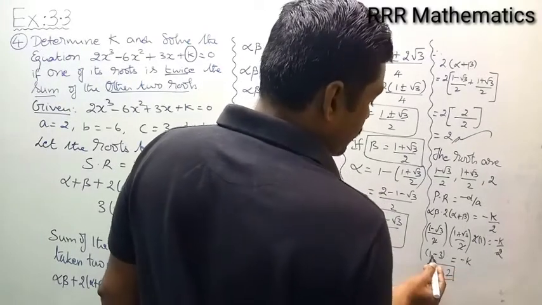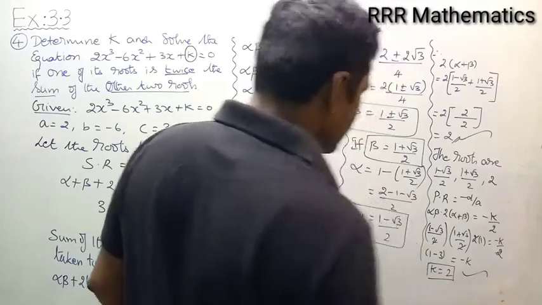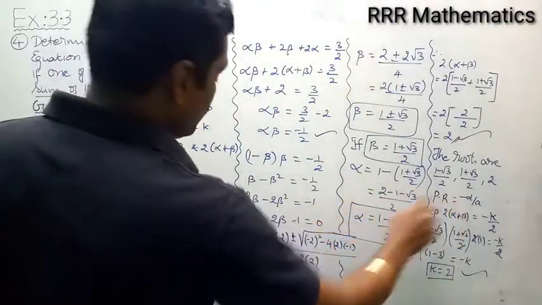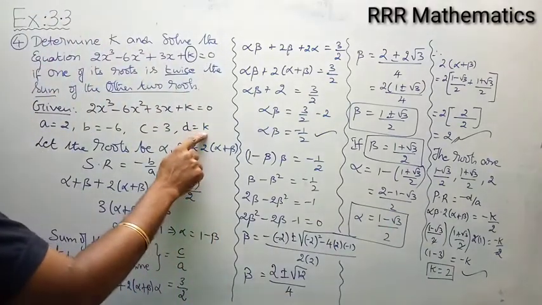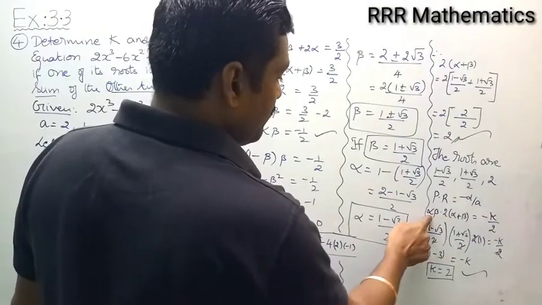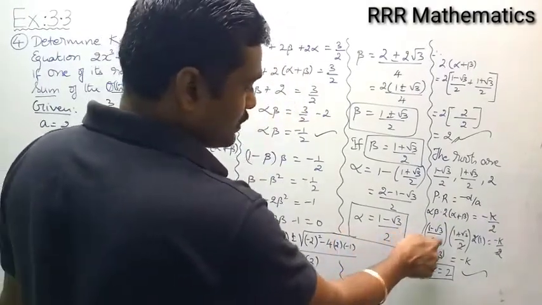How will it come? 1 minus 3 is minus 2. Minus minus cancel. K will be 2. So finally we got the value of k by using product of the roots. Product of the roots is minus d by a, that is minus k by 2. What is the product? Alpha into beta into 2 times alpha plus beta. Alpha value 1 minus root 3 by 2.